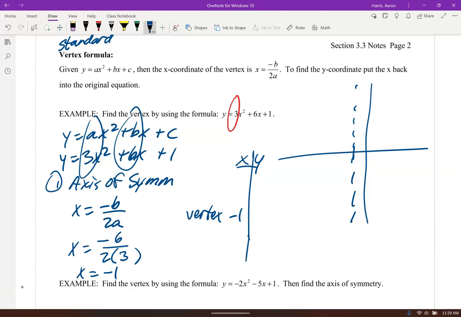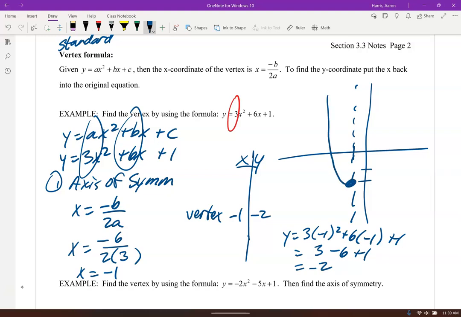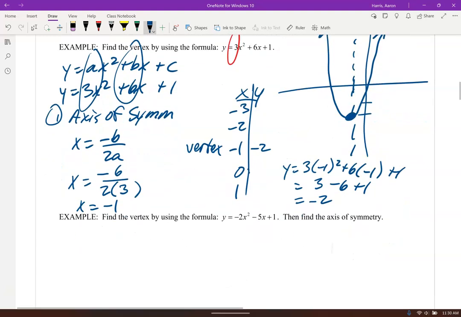Now, I know it doesn't ask us to graph this, but let's go ahead and kind of finish this one a little bit. So 3 times negative 1 squared plus 6 times negative 1 plus 1 is 3 times 1 is 3, minus 6 plus 1. I got negative 3 plus 1 is negative 2. So negative 1, negative 2 is my vertex. And I know it's opening up. And then I could just plot some more points to be a little bit more accurate. You know, I'd plot negative 2, negative 3. I'd plot to the right of negative 1, 0 and 1. I'd plot those points, and I could be a little bit more accurate with my graph there.